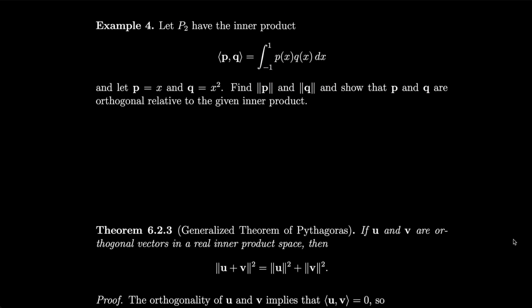How about we let P2 have the inner product given over here with the integral from -1 to 1 of p of x times q of x, where p is equal to x, q is x squared. Let's find the length of p, the length of q, and show that p and q are orthogonal relative to the inner product that we're given. So first, let's get the length of p. So the length of p is the square root of the inner product, the inner product of p with itself.